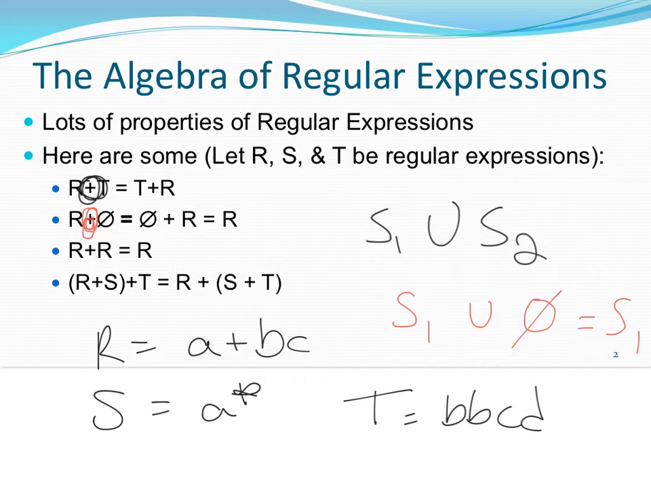We have here another property, R plus R equals R. If I have a set and I union it with itself, I just get the set itself back again. And this last property just says that no matter what order we union our sets in, we still have the same thing. If this didn't make sense, go back and watch the video about regular expressions again.